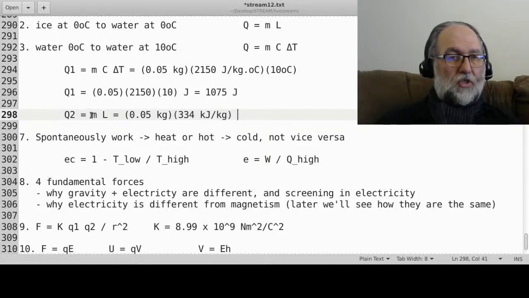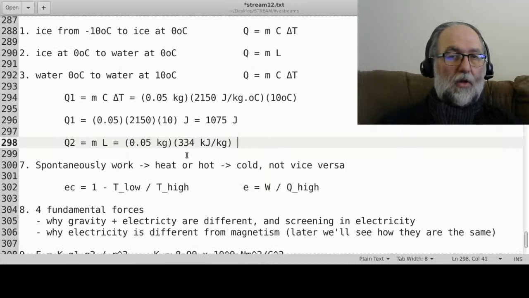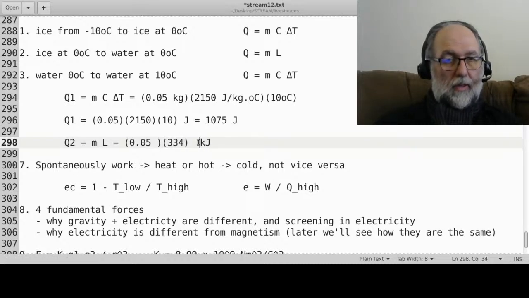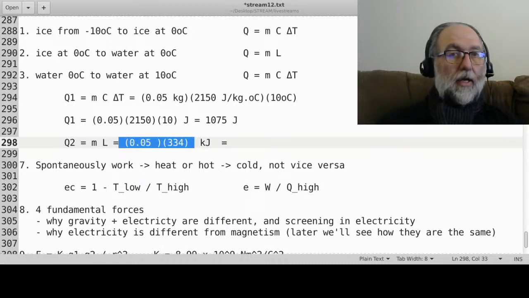And there is no temperature change. It's just M times L. Okay, so there's M and there's L. Be careful. This is kilojoules there. Okay, and so we got a kilogram there. That'll cancel the kilogram there. But your answer is actually going to come out in kilojoules. Okay. And so what's that going to equal? Do that in a second.